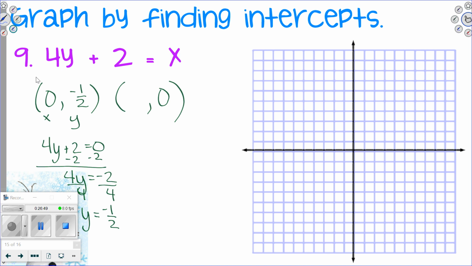All right, so that's negative half. And then if I'm doing 0 in for y, I like that one, right? It's just 2 equals x. So that's 2. Can you plot (0, -1/2)? Yeah, it's just halfway in between, right? So I'm just going to go down half. And then (2, 0). Oh, that's a terrible angle. There we go. Nice non-curvy line, right? My lines are terrible.